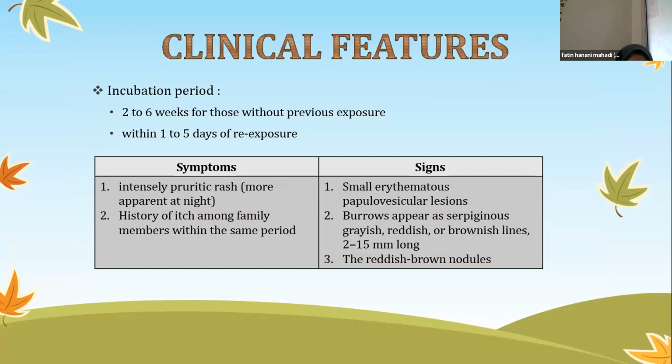Okay, regarding the clinical features, the incubation period for those without previous exposure to scabies is actually about 2 to 6 weeks. Meanwhile, those who have been previously infested with scabies will develop symptoms within 1 to 5 days of the re-exposure.